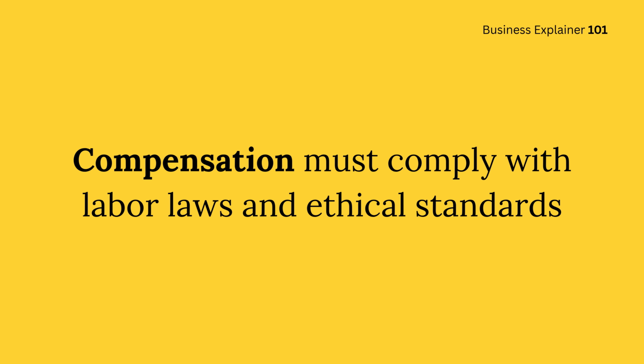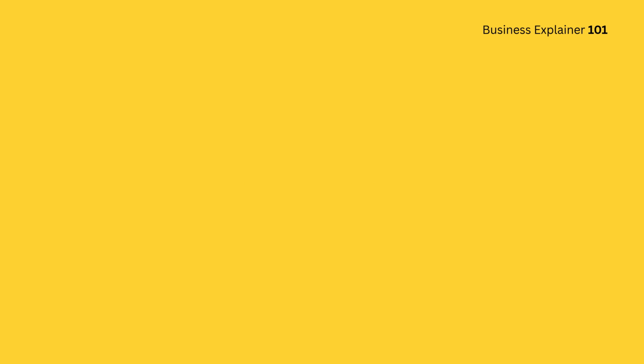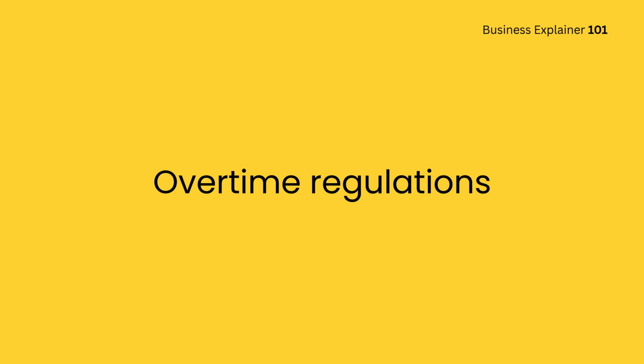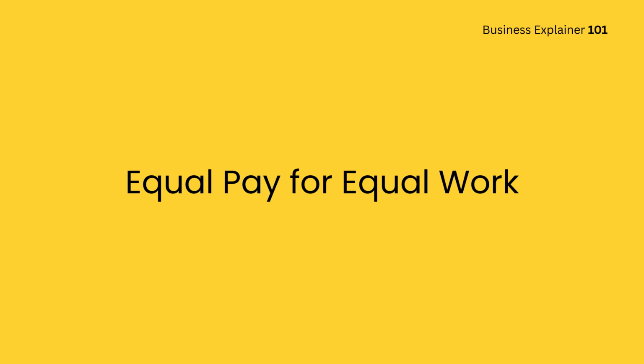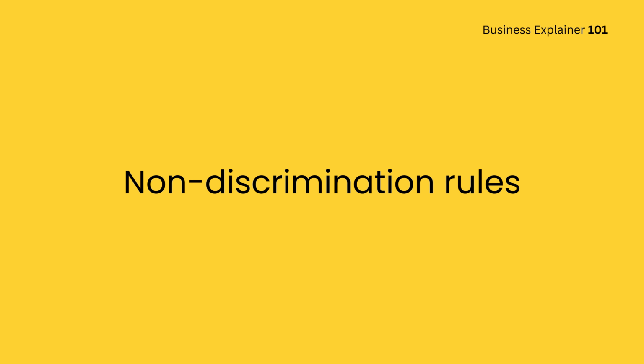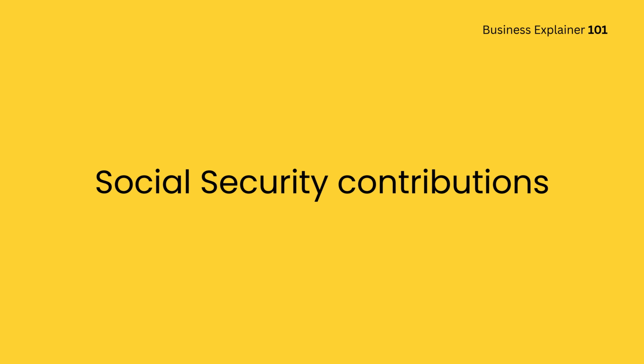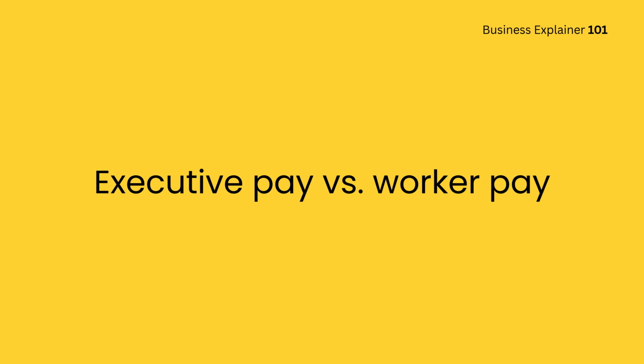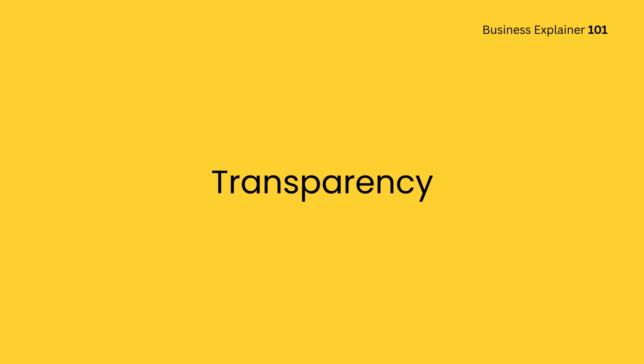Compensation must comply with labor laws and ethical standards. Here are some of the key laws. Examples vary by country. Minimum wage laws, overtime regulations, equal pay for equal work, non-discrimination rules, and Social Security contributions. Some of the ethical concerns are wage gaps, executive pay versus worker pay, and transparency.